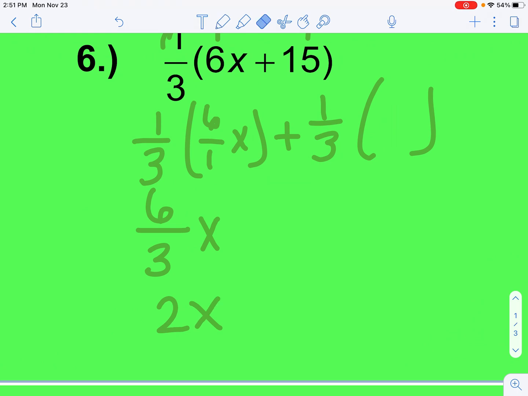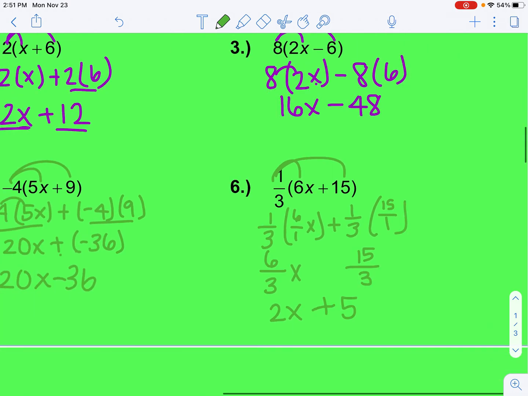Okay, let's do the same thing for our 15. 15 over 1. 1 times 15 is 15. 3 times 1 is 3. 15 divided by 3 gives you 5. So your answer is really 2x plus 5.